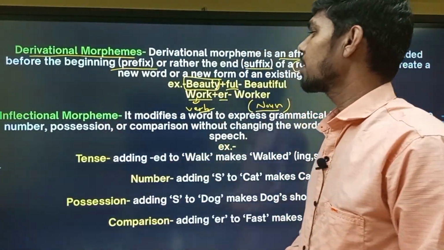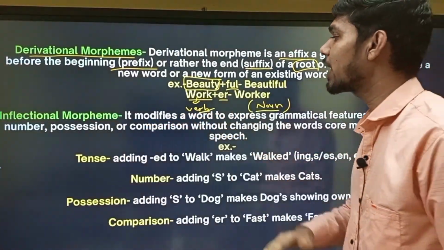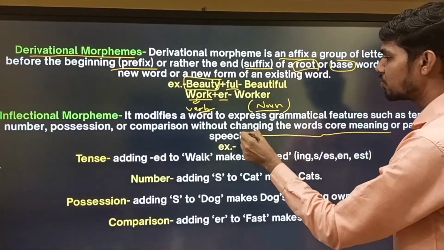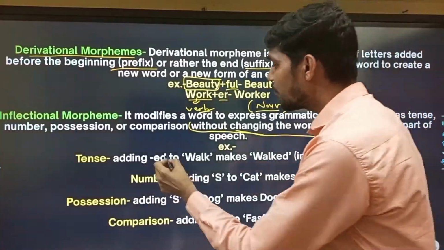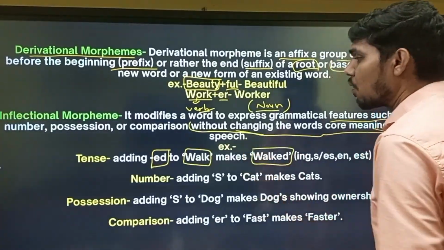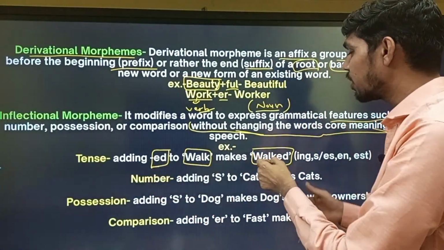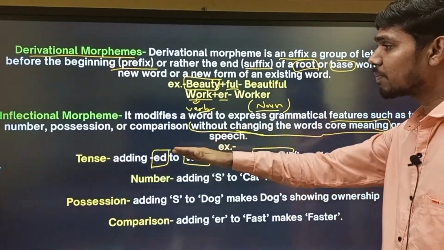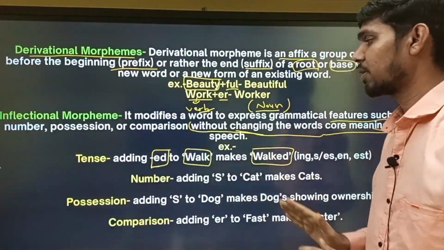Next is the inflectional morpheme. It modifies a word to express grammatical features such as tense, number, possession, and comparison without changing the word's core meaning. This is a very important line. Without changing the word's core meaning, or part of speech. For example, if we add ed at the end of walk, it becomes walked. Walk means chalna. So if we add ed at the end of walk, it becomes walked, and it carries the same meaning, chalna. So this inflectional morpheme cannot change the meaning. The core meaning will be safe, right?